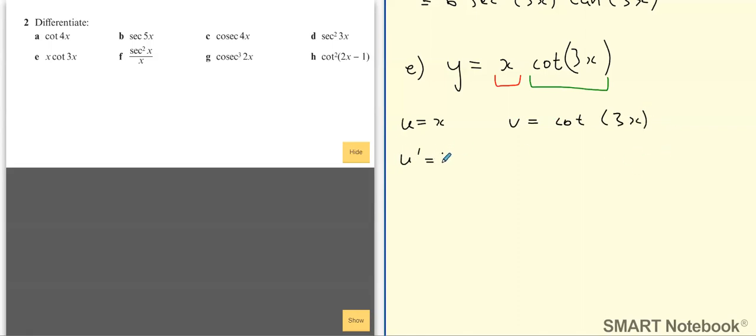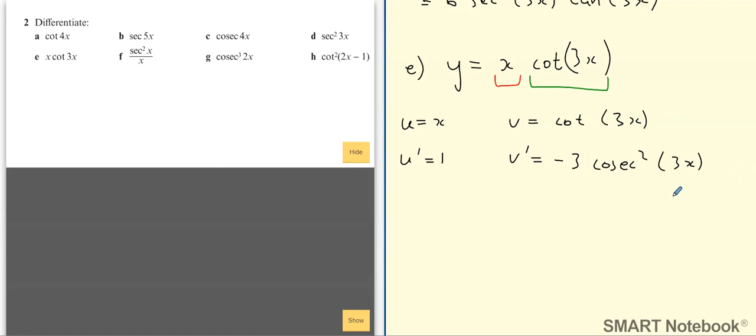So u dash is going to equal 1. V dash, when you differentiate cot, you get minus cosec squared. But I've got this 3x here as well. So I need to differentiate that. So we get minus 3 cosec squared, and that bracket won't change.